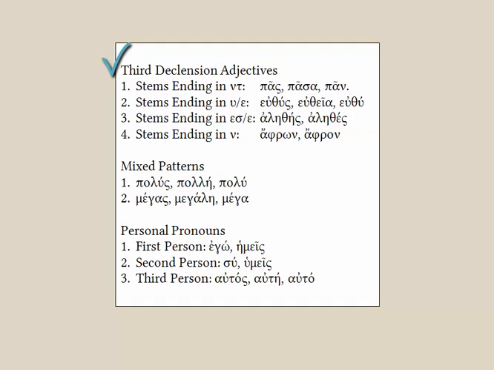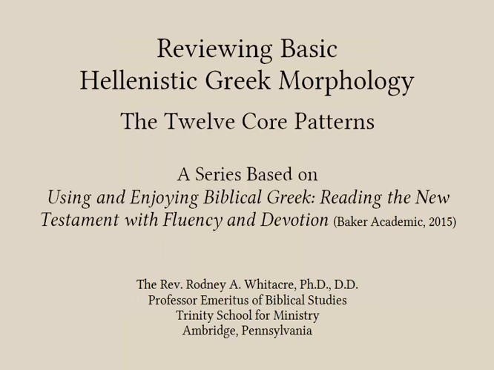So here's a summary of what we've seen in this video. We've looked at third declension adjectives with various forms of stem ending: nu tau, epsilon upsilon, the epsilon sigma, and then the endings in nu in the stem. Looked at 2 words that have a mixed pattern, and then looked at the personal pronouns. So these are the main features of the approach I'm offering for a review of the nominal forms. And walking through the material briefly like we've done in these videos hopefully has prepared you to read through the chapter in Using and Enjoying Biblical Greek to fill in some further details.